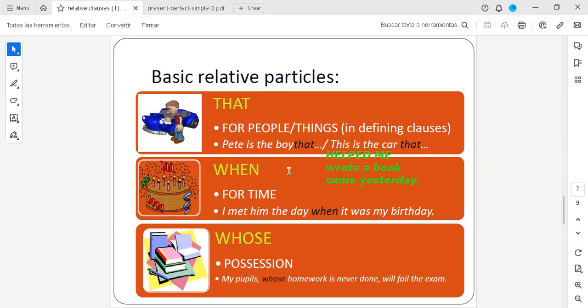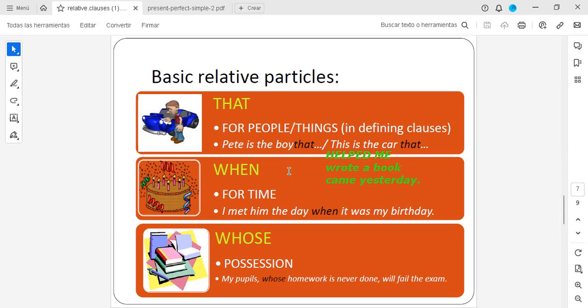Okay. And we also have when for time. Eso es lo que estamos, ustedes vamos a estar viendo por ahí más adelantito en los ejercicios. But when for time. I met him the day when it was my birthday. Lo conocí el día cuando, I don't know how you do it in Spanish. El día, yo diría el día que fue mi cumpleaños.